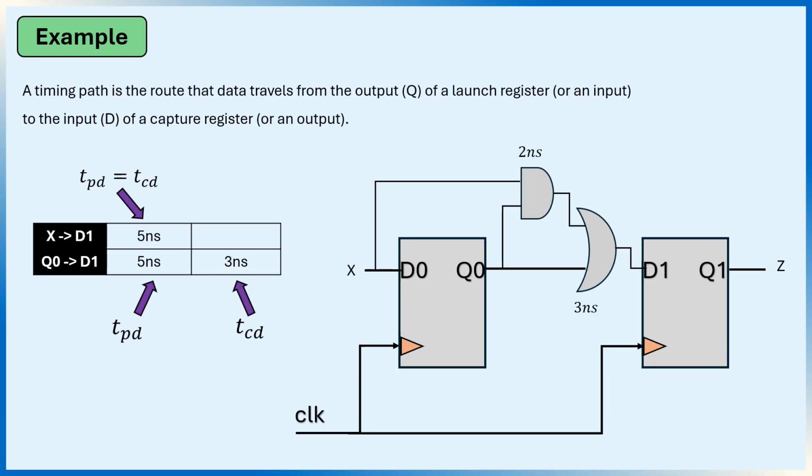Now let's determine the propagation and contamination delays. For the path from X to D1, there's only one timing path. Since there is only one possible route, both the propagation delay and the contamination delay are 5 nanoseconds. For the path from Q0 to D1, we have two possible routes. The slowest path takes 5 nanoseconds, so the propagation delay is 5 nanoseconds, and the fastest path takes 3 nanoseconds, so the contamination delay is 3 nanoseconds. Remember, propagation delay is always the slowest, and contamination delay is always the fastest.